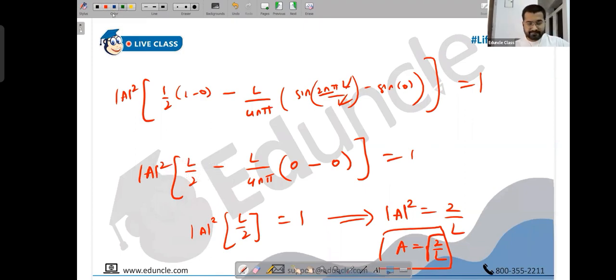Any questions, anyone? But it's not necessary they will always ask you to find the normalization constant. They can also ask you to find the probability that the particle exists between two points, like 0.4 and 0.6. Let's do that now. I hope you have copied this.